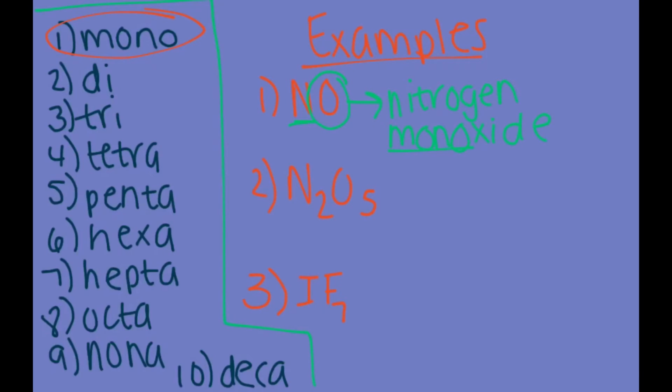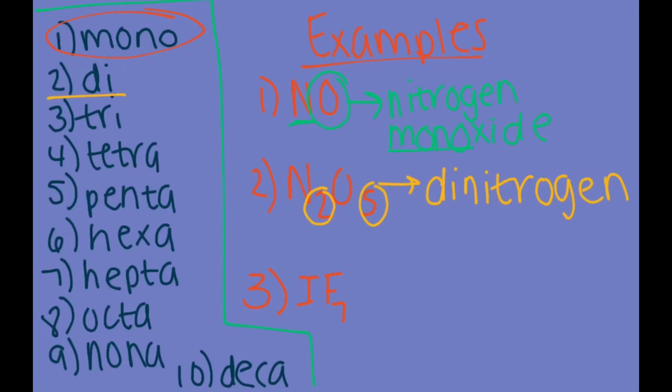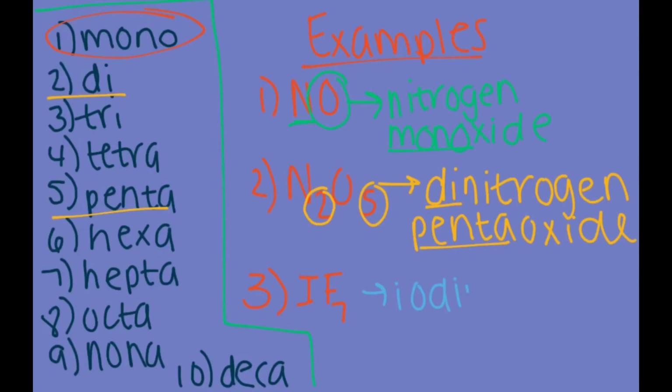Now for the second example, we do have a 2 which would take on di and add the word nitrogen right next to it. And for the oxygen we have 5, so it would be pentaoxide. For our third example, we have iodine and fluorine. So it would be iodine, not taking on mono since it is the first name. Add the prefix hepta for heptafluoride.